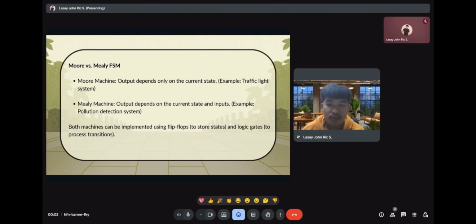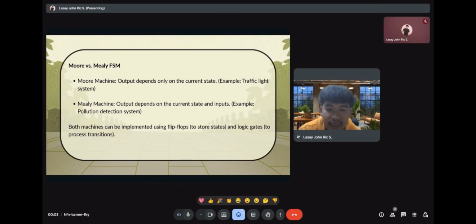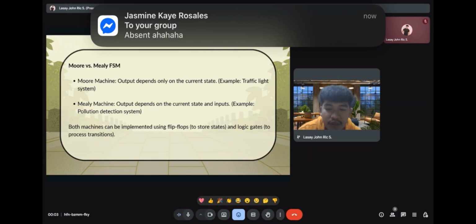So, Moore versus Mealy FSM. In a Moore machine, the output depends only on the current state, for example, the traffic light system. In a Mealy machine, the output depends on the current state and inputs, for example, the pollution detection system. Both machines can be implemented using flip-flops to store states and logic gates to process the transitions.